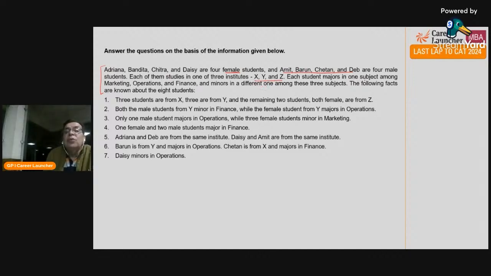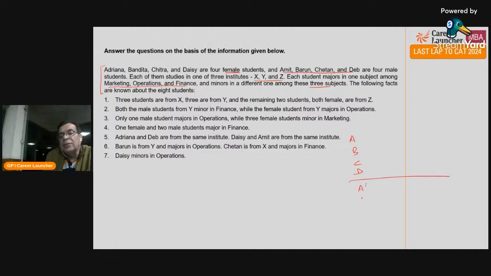Each student majors in one subject amongst the following: marketing, operations, and finance, and minors in a different one among these 3 subjects. The following facts are known about the students. First question: what kind of table will you need to make? Always look at what kind of table, what kind of layout I need to be creating for this, so that I know the extent of complication which is going to be there. So the way I look at it, we have 4 female students, let's say A, B, C, D, and 4 male students.